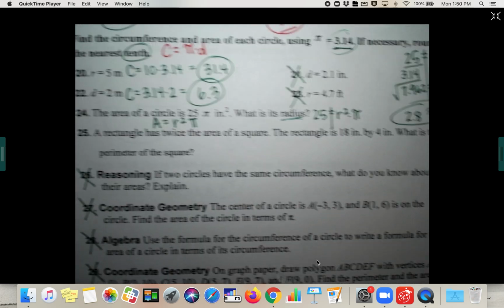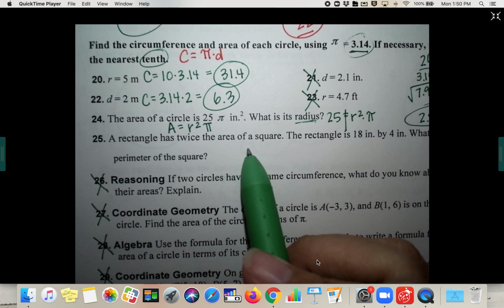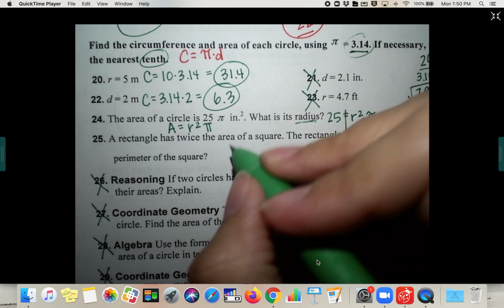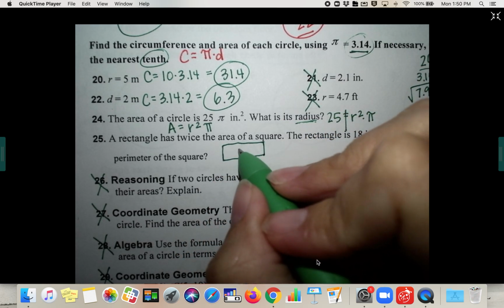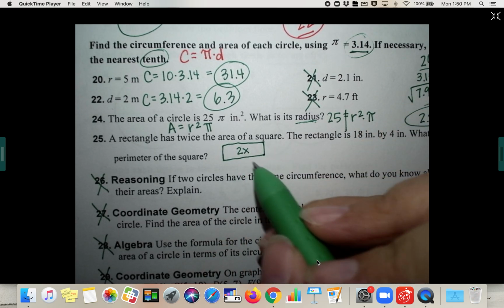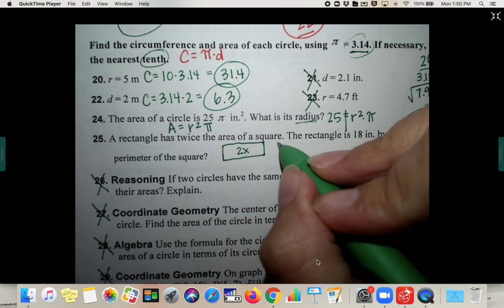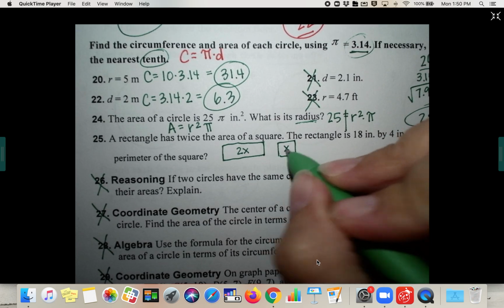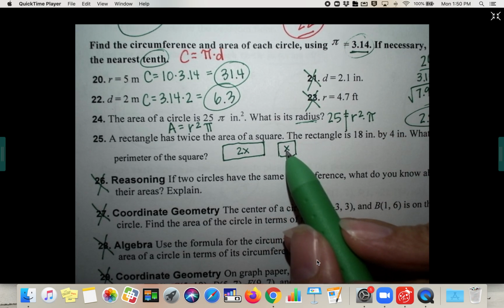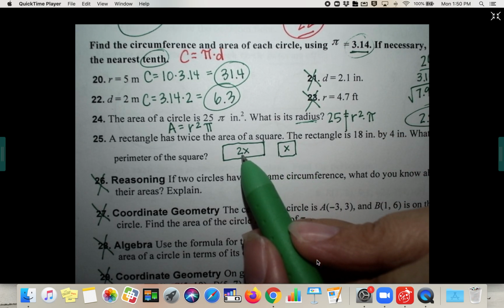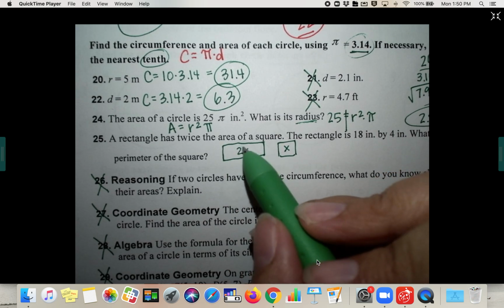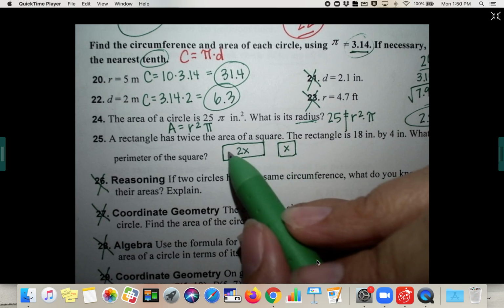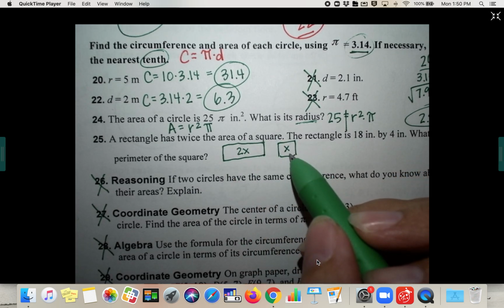All right, number 25. A rectangle has twice the area of a square. I need to think this through. A rectangle has twice, so 2x, because it's twice the area of this square. So we don't know the square, so I'm calling it x, and we don't know the rectangle, but we know it's twice the area of a square. And I put it in the center because it's not the perimeter, it's the area, so it's the section inside.